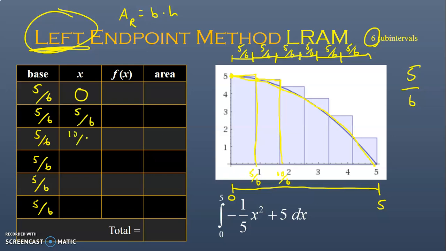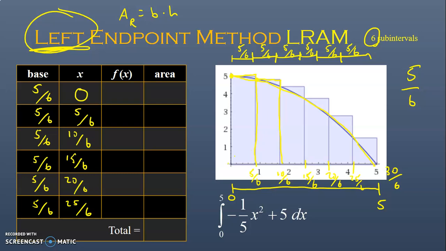Then I'm going to use 10/6, and then this next point would be at 15/6, and then at 20/6, and then at 25/6. And then if I got to the last one, it would be at 30/6, which is 5. So I'm going to use the left point on each of these intervals.